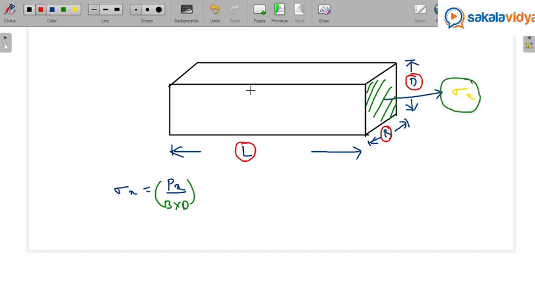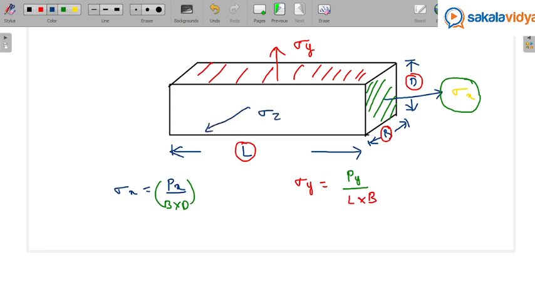Now I am going to find stress in y direction. Sigma y is equal to load acting in y direction divided by this particular area, which is nothing but length into breadth. Now I am going to find the stress which is acting in z direction. Sigma z is equal to load in z direction divided by the area of this particular region, which is nothing but length into depth.